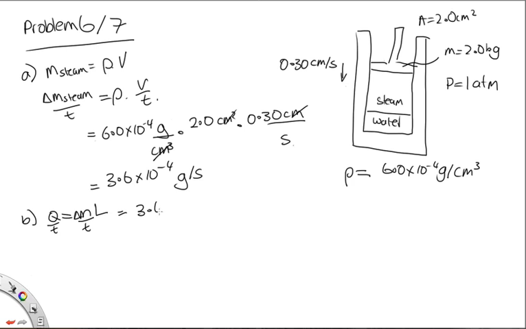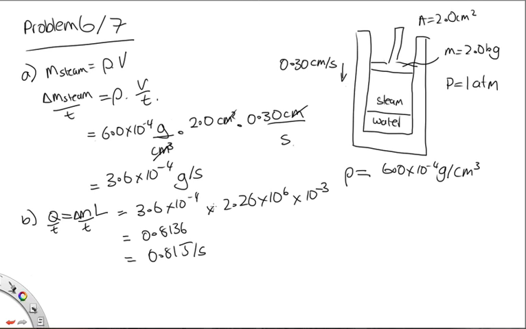We've got 3.6 times 10 to the minus 4 grams each second being created, and the latent heat is 2.26 times 10 to the 6. Now this is joules per kilogram, so let's convert this into kilograms. So we've got another 10 to the minus 3 there. So this is per second again. So this is equal to 0.8136. So to two significant figures, that's 0.81 joules per second.